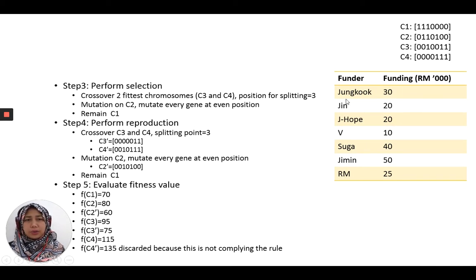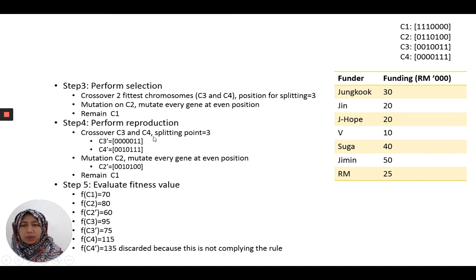To ease us to process this further, I have copied the chromosomes from the previous slide as well as the table shown on the right side of the slide. Now, let's say we decide to perform crossover of the two fittest chromosomes, C3 and C4, and we set the position for splitting at point number 3. And we want to mutate C2 on every even position gene, and we want to remain C1. So we perform the reproduction.